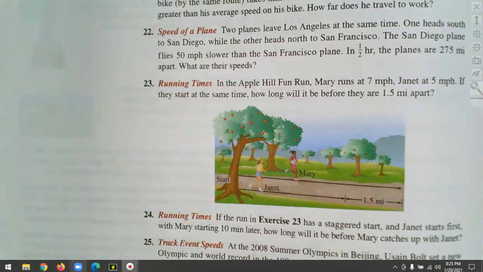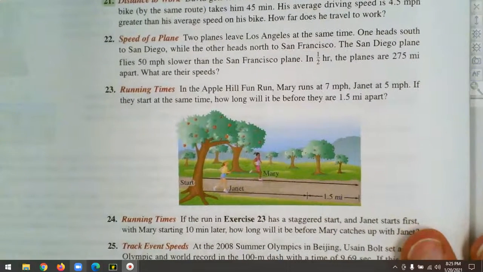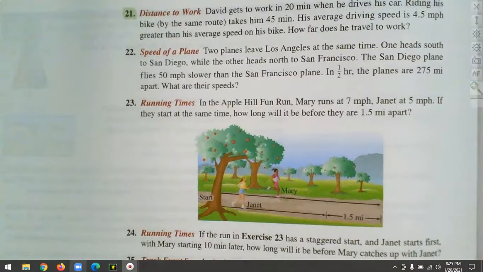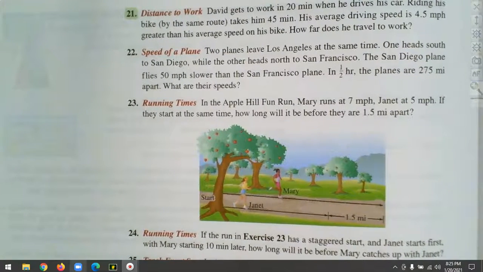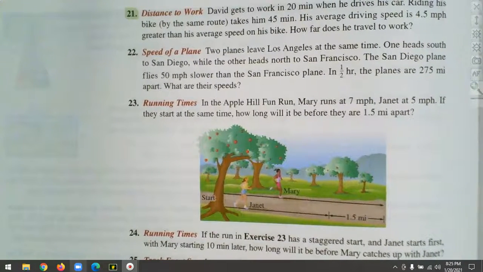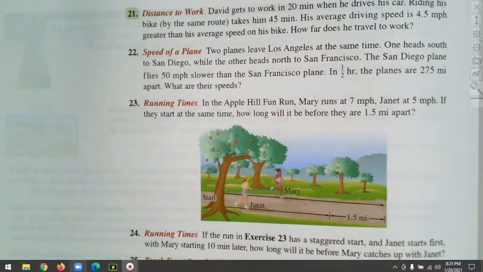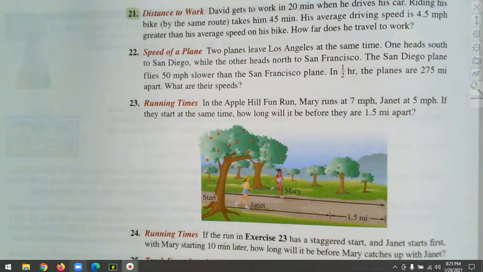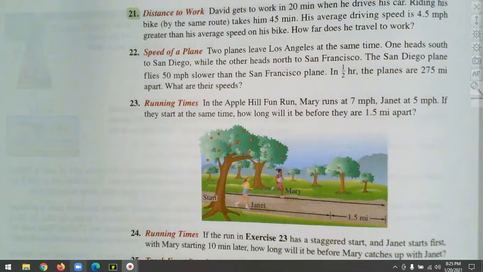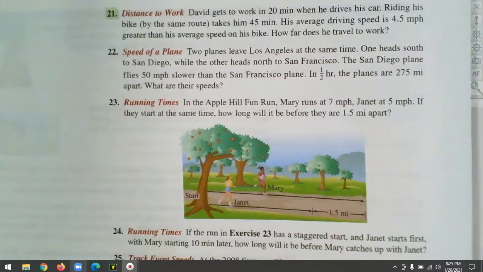So let's read question 22. We may have to draw vectors. Vectors indicate direction, and on these, they can either add, subtract, or equal each other. So let's read our question. We'll talk about the different vectors, draw our diagram, make our equation, and solve it.